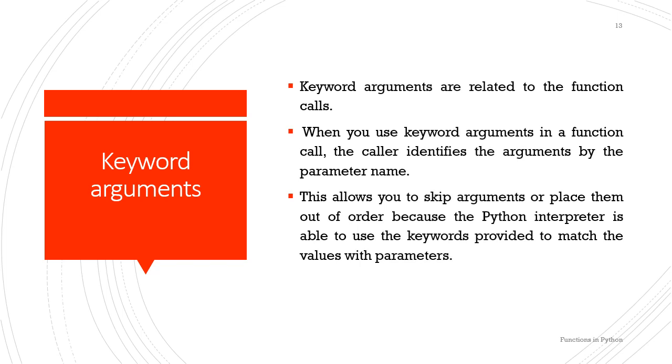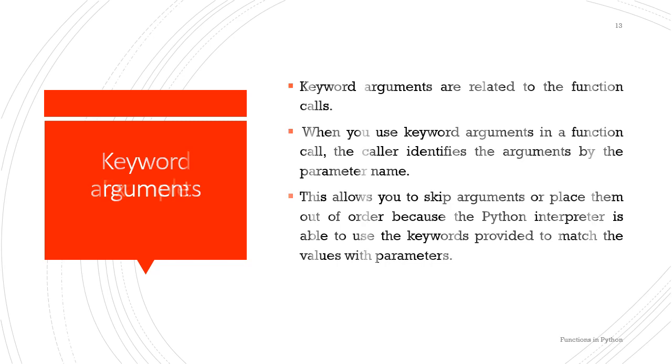Second one is keyword argument. Keyword arguments are related to function calls. When you use keyword arguments in a function call, the caller identifies the argument by parameter name, not by position. This allows you to skip a few arguments or place them out of order, because the Python interpreter is not looking at the position to identify the argument, but it is looking for the keyword to match the values with parameters. So this is another important feature of Python, where arguments are identified by their keyword, not by their position.